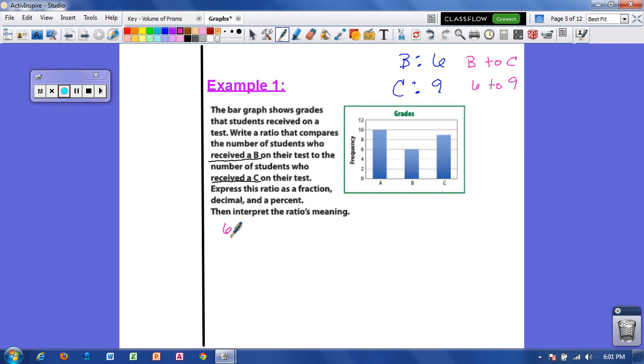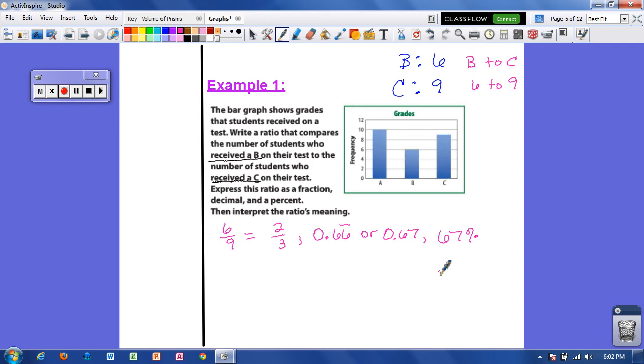We know that 6 over 9 can be reduced to 2 over 3. Now, as a decimal, 2 over 3 is the same as 0.66 repeating, or you could round it to 0.67. And then if we're going from a decimal to a percent, we move the decimal to the right 2 places. So that would be approximately 67% if we use what we rounded to the hundredths place.